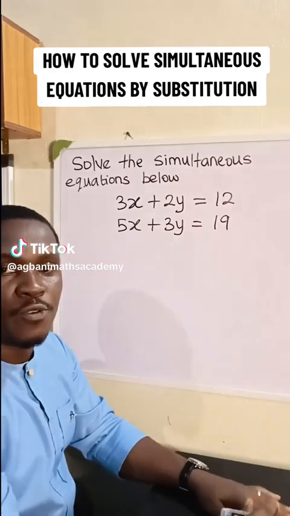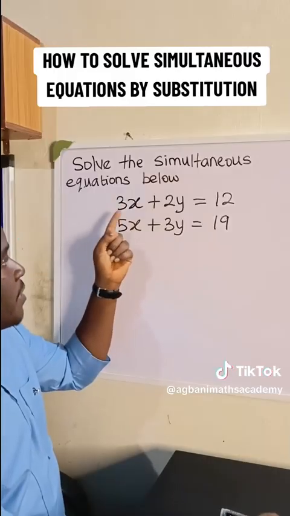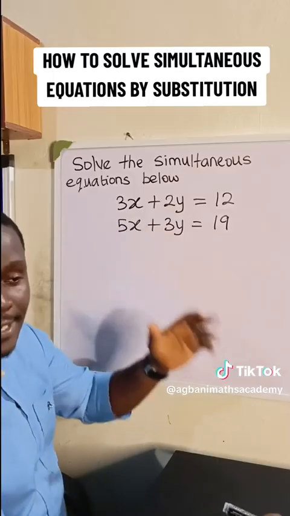Hi guys, let's look at this simple question that we have here. We're told to solve the simultaneous equation below. We have 3x plus 2y is equal to 12, 5x plus 3y is equal to 19.